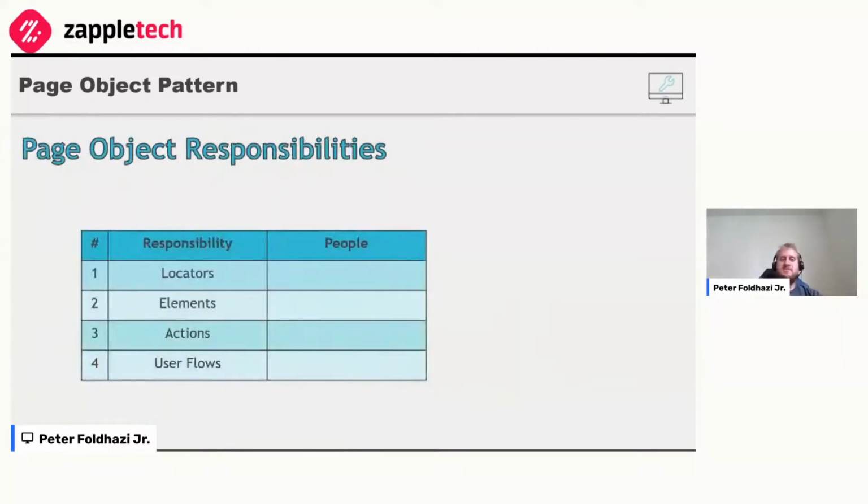And that said, let's think about the page objects and the different responsibilities and who is responsible for these different aspects of the page objects. So we know that page objects typically include locators, which you're using to locate the elements. So you store the elements as well. You also have the actions in those page models and potentially concatenated actions, which are the user flows.